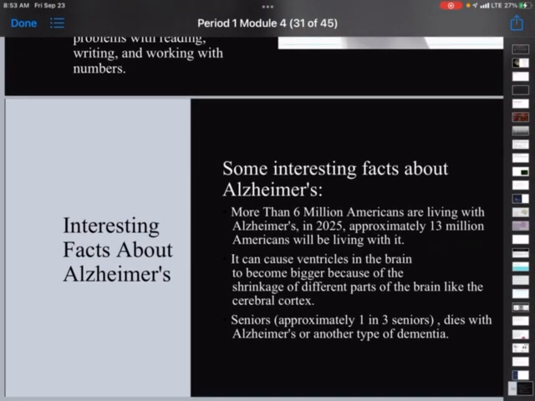Some interesting facts about Alzheimer's. More than 6 million Americans are living with Alzheimer's. In 2025, approximately 13 million Americans will be living with it. It can cause ventricles in the brain to become bigger because of the shrinkage of different parts of the brain, like the cerebral cortex. Approximately 1 in 3 seniors dies with Alzheimer's or another type of dementia.